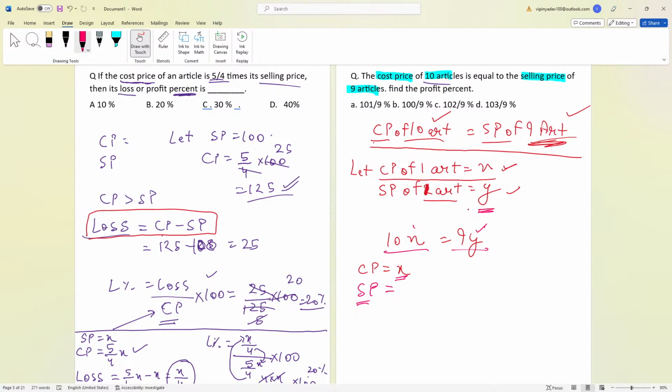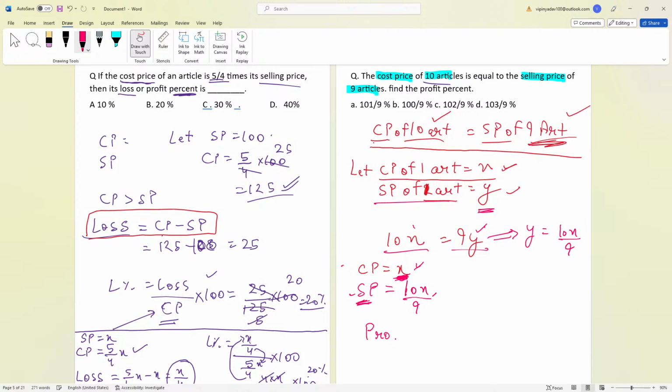What is Y? Y is the selling price of one article. So now I need the selling price of one article. If we are considering one article for cost price, now for selling price also we need to consider only one article. So from this equation we are going to get 10X by 9. Now we have the selling price in terms of X, and the cost price in terms of X. Now we just need to subtract and easily get the answer.